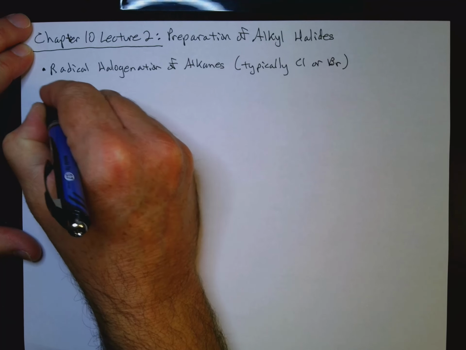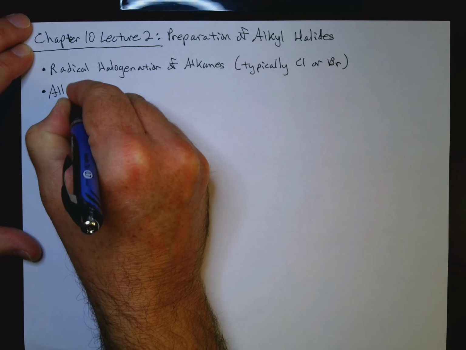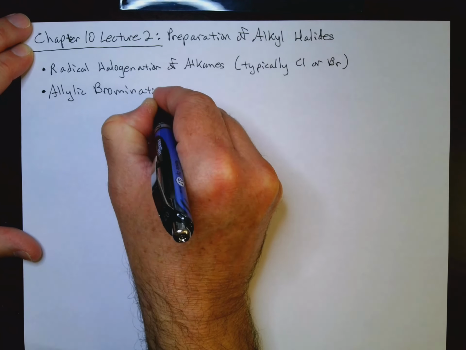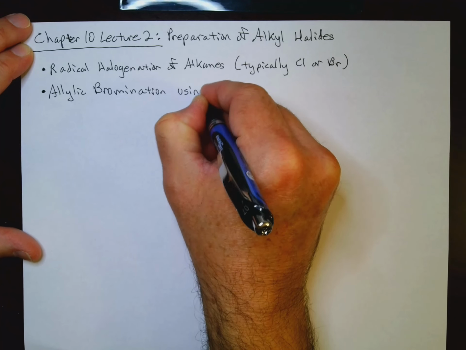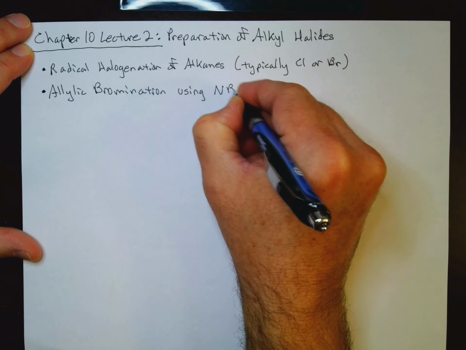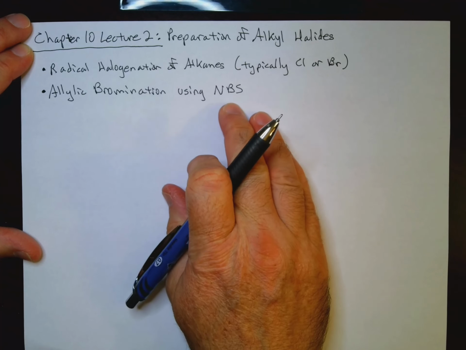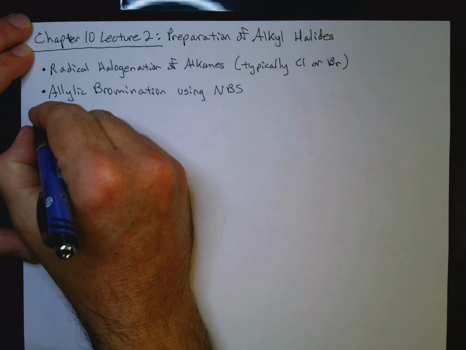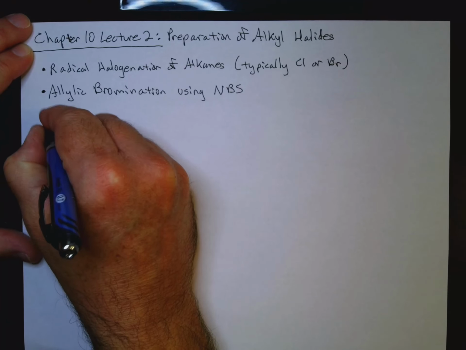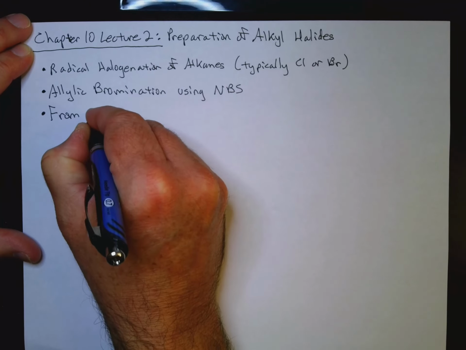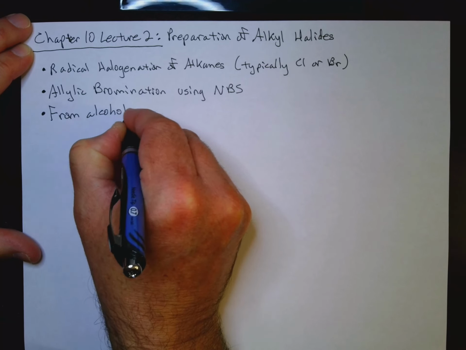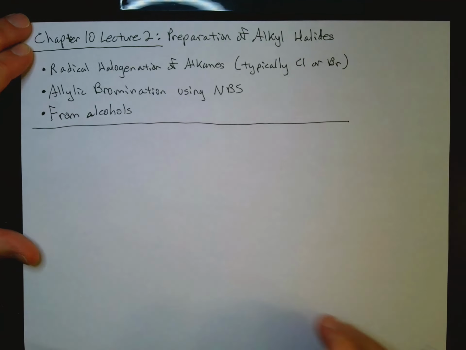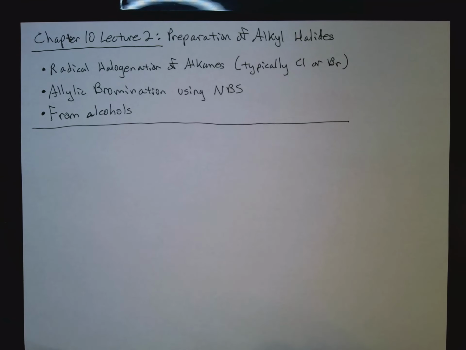We'll also look at allylic bromination, using a reagent called NBS, N-bromosuccinimide, and we'll talk about that in just a little bit. And then lastly, we'll look at how we can prepare alkyl halides directly from alcohols.